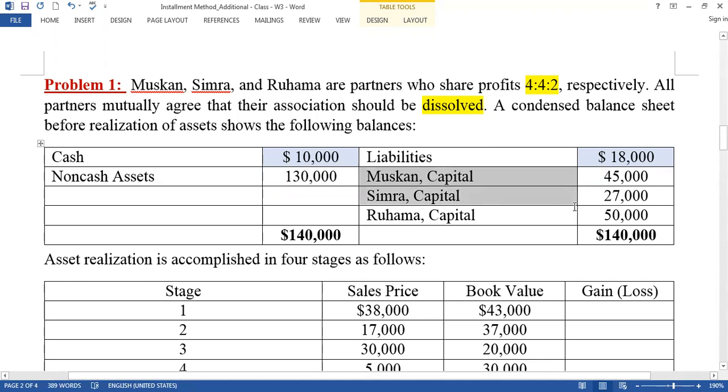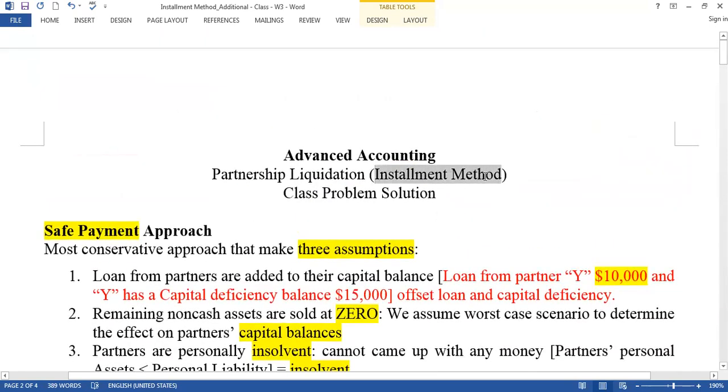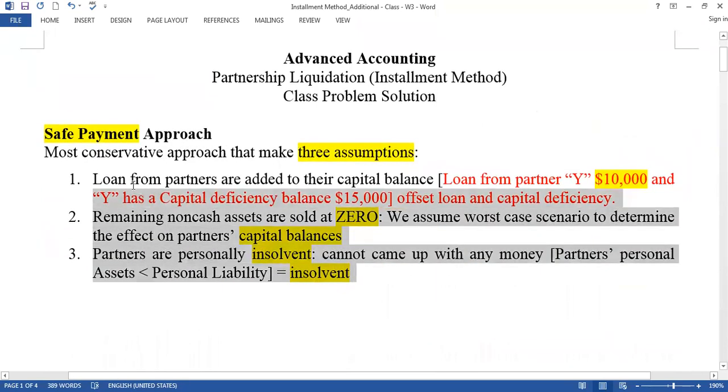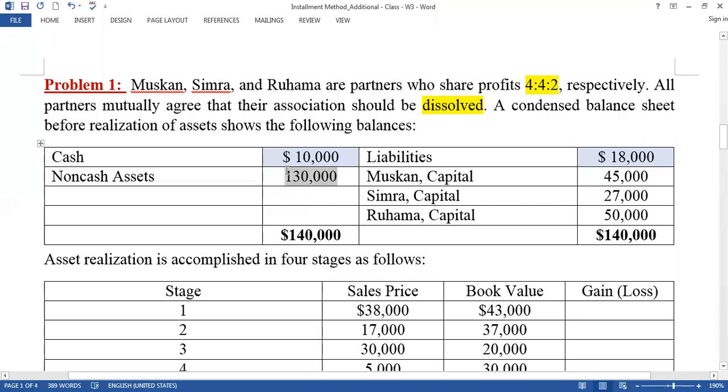And these are the capital balances. Now, can you remember the difference between the installment method and the simple method? In the simple method, we do not consider this kind of assumptions. And in the simple method, we sell all of our non-cash assets very fast. We immediately sell our assets. We decided not to continue, we just make a faster sale. Last class, I told you that it's something like a fire sale. We are going to sell all the assets at one time.